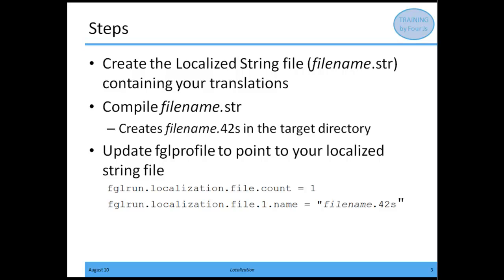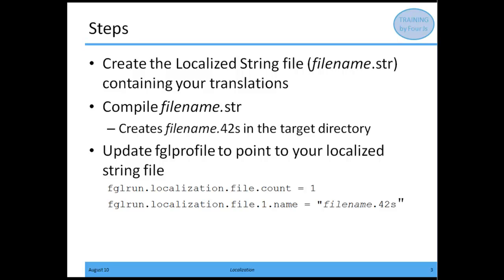The following are the steps that you need to complete in order to localize your application. You have to create a localized string file. It's going to be named filename.str, and it's going to contain your translations. You compile the str file, and it creates a 42s file in the target directory. And it is the 42s file that your application uses when it comes time to localize.